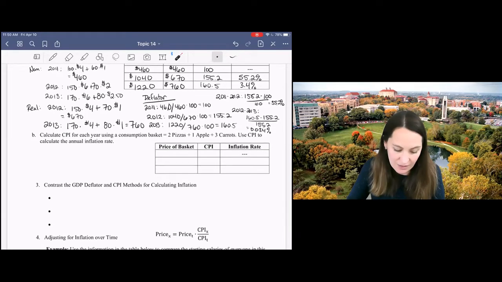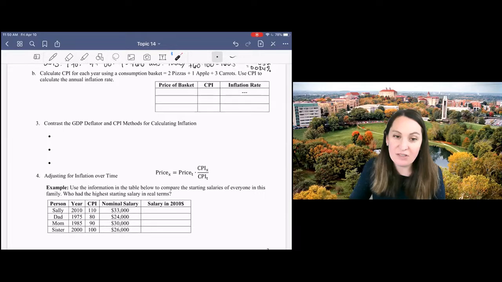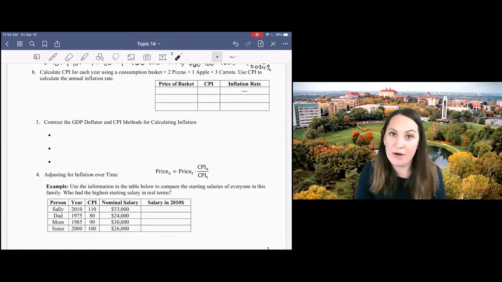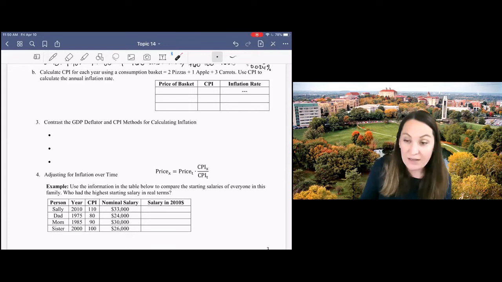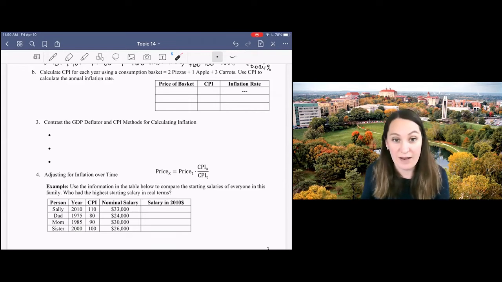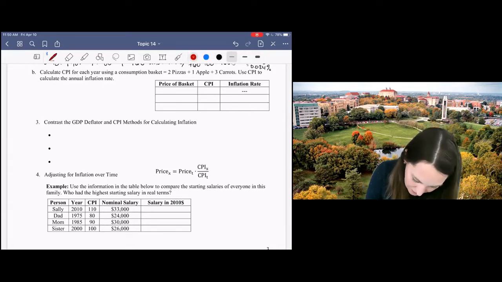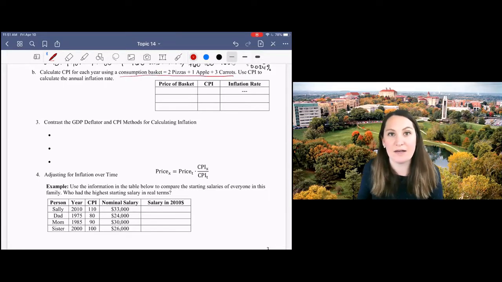All right, so for CPI, the difference between these two methods is that instead of using our GDP deflator as a price index, we're going to create a price index based on the basket of goods that we'll define in the problem. So I will always tell you what the basket of goods is that you should use. In real life, that's based on the consumer expenditure survey, but you don't need to get into all of that. So here we're going to use this basket of goods. Here's our consumption basket: 2 pizzas, 1 apple, and 3 carrots.